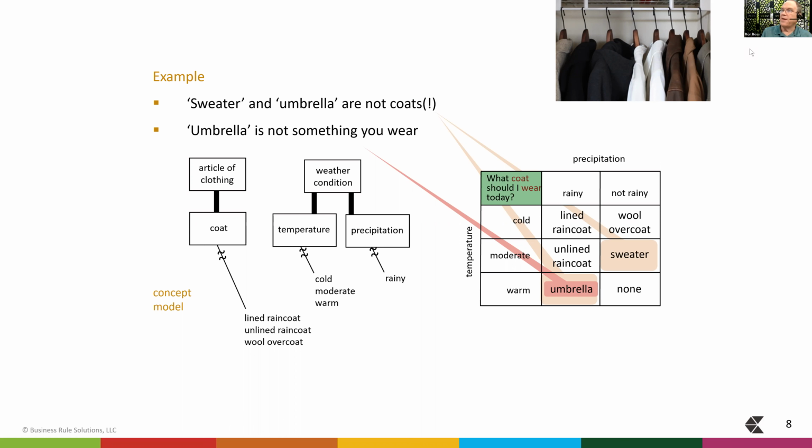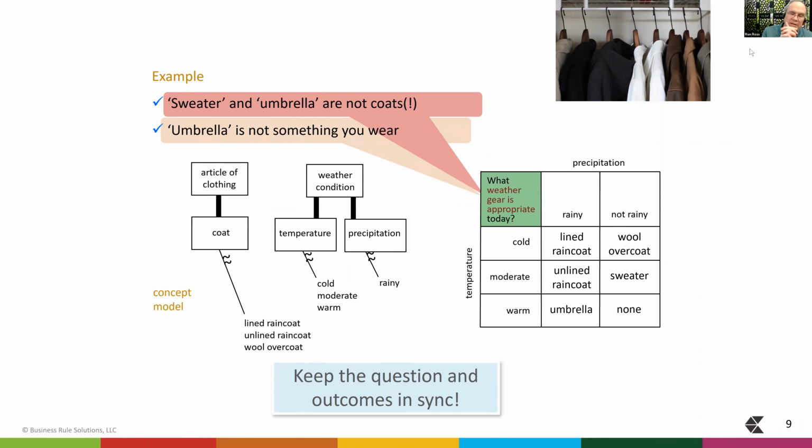And also for coat, I've got the same instances. But let's look at what has happened: sweater and umbrella are not coats. An umbrella is not something that you wear. So the question I thought I was answering, I'm no longer answering. And so I've modified the question in order to keep in sync with the decision table and the vocabulary. So I've modified it to: what weather gear is appropriate today?